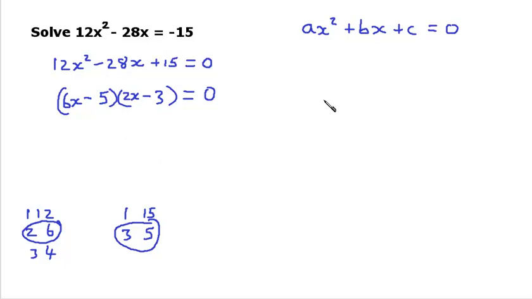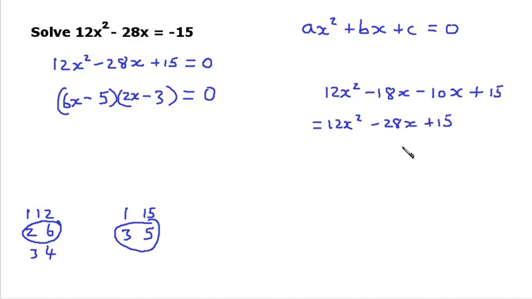Let's multiply it out. So we've got 6x times 2x gives me 12x squared. Then I've got 6x times negative 3, which is negative 18x. Then I've got negative 5 times 2x, which is negative 10x. And then I've got negative 5 times negative 3, which is positive 15. And if I simplify that, I get 12x squared minus 28x plus 15. So we got it right.